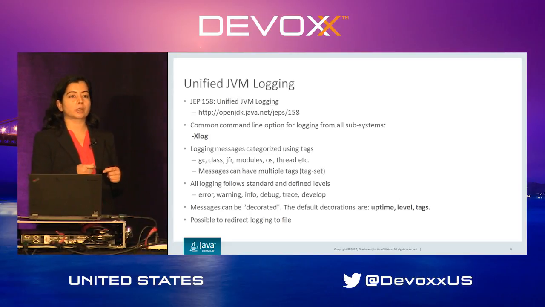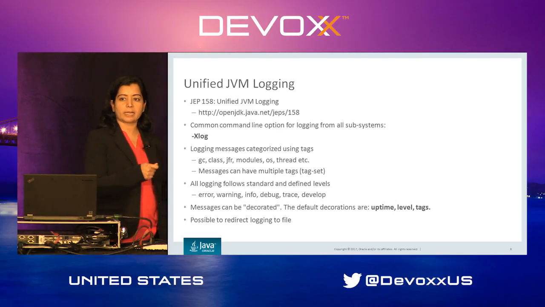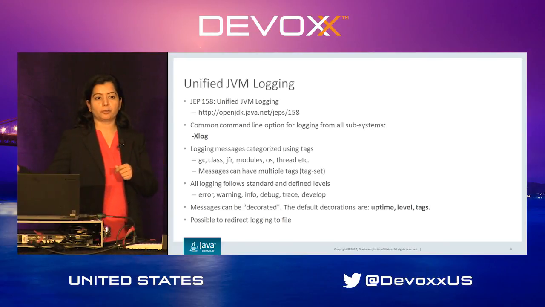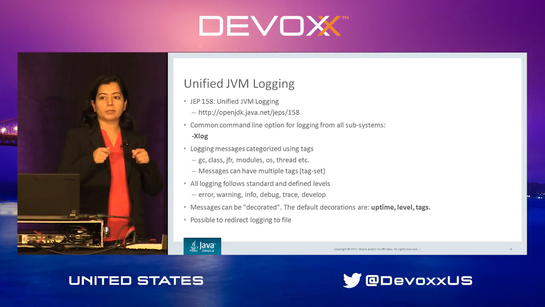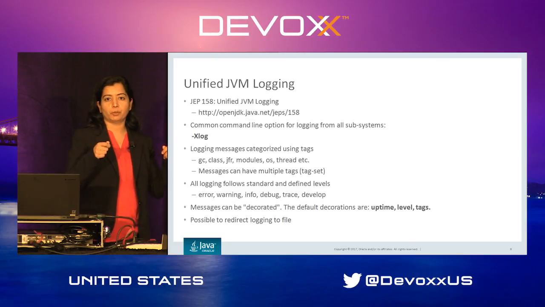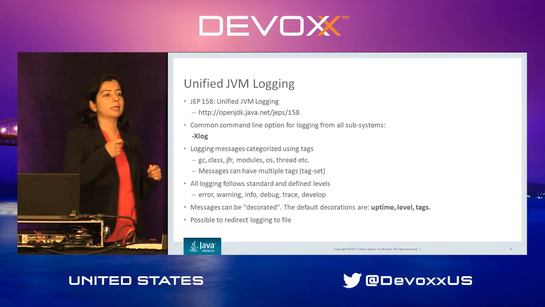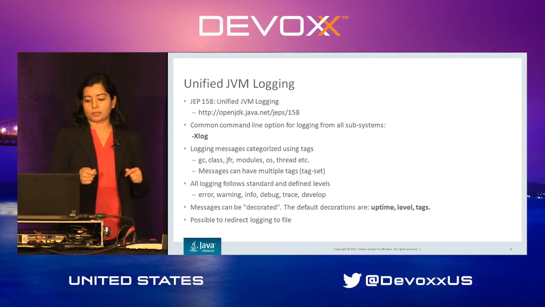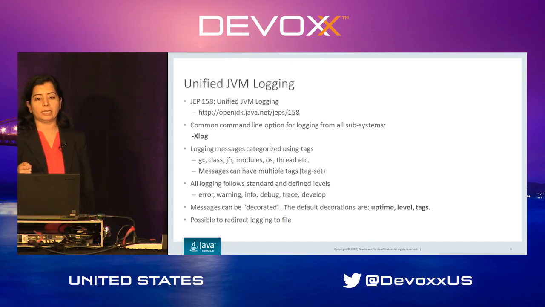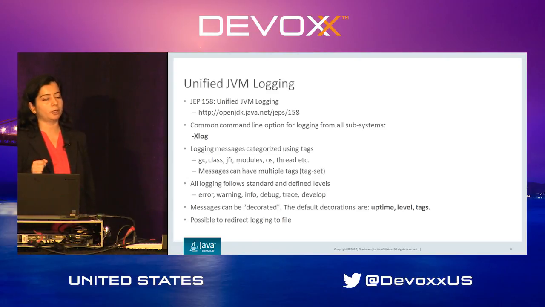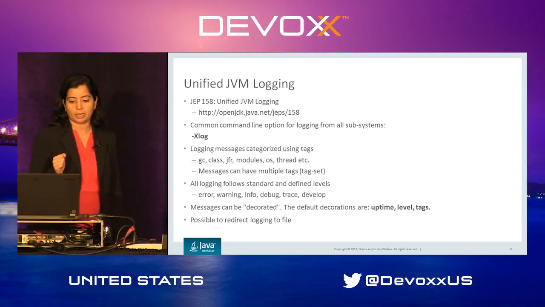It's possible to use a combination of tags with -Xlog, a set of combinations of tags, to really select the messages which we want to see in our logging. And all the logging can be done at different levels. There are certain levels defined: error, warning, info, debug, trace, and develop. Develop is for non-product builds. The other levels are available in the product builds.